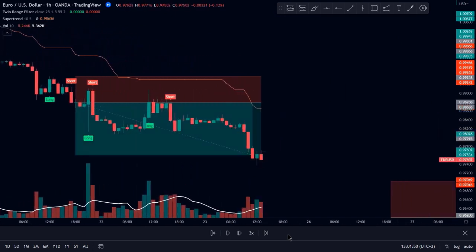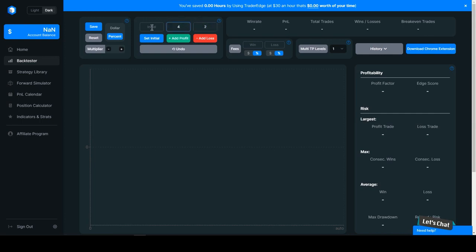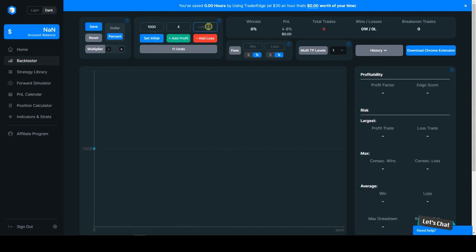The question now you may be asking yourself is, how exactly does this strategy perform in different market conditions? Well, to answer that, I'm gonna backtest it 150 times using a risk to reward ratio of 1 to 2. The account size is gonna be set at $1,000.